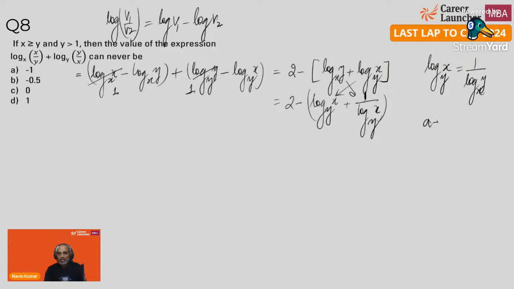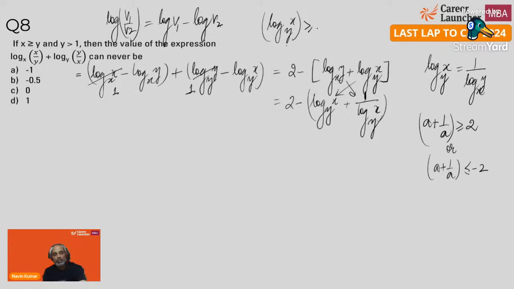Now, please do remember that any number, whether it is in terms of log, exponents, some random polynomial, doesn't matter. Any number plus its reciprocal is always greater than or equal to 2. Or any number plus its reciprocal is always less than or equal to -2. Okay. Now here we are told that if you're looking at log x to the base y, and since x is greater than y, it has to be non-negative.